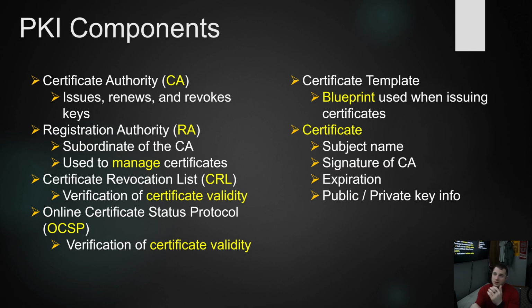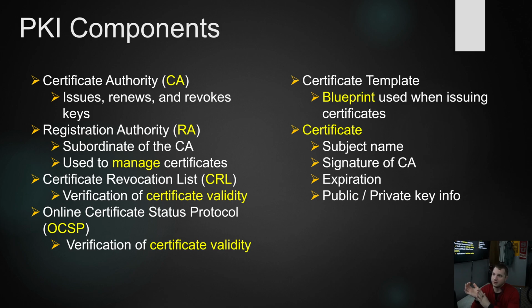Registered authority is a subordinate of the CA. Think of it as the CA that you have, that essentially controls you, right? Generally speaking, you don't contact the CA directly. That is a lengthy process. The registered authority essentially manages the certificates that you already have that were given by the CA.